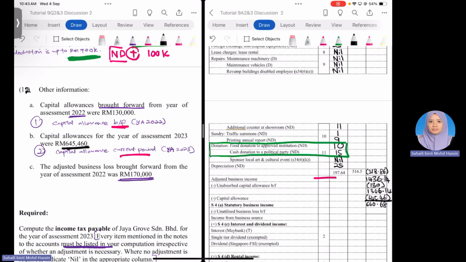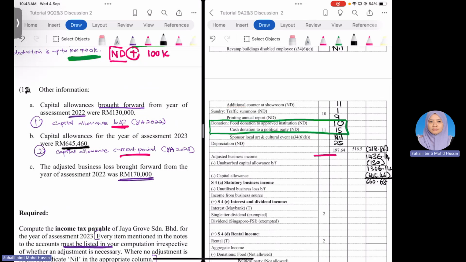Then we can minus the losses that the company suffered last year, 170,000 ringgit. Because you could not deduct last year, you can deduct this year to reduce your income. When the income reduces, you can pay less tax. So deduct the losses that the company suffered last year, 170,000 ringgit. Now you get the total income from business sources, 490,068,000 ringgit. So this is the total of section 4, subsection A.